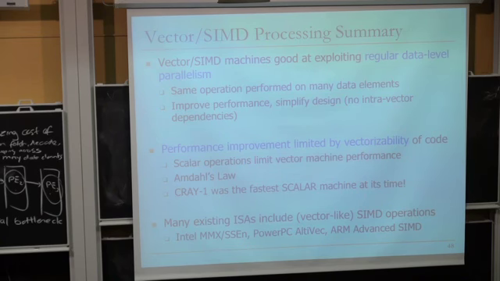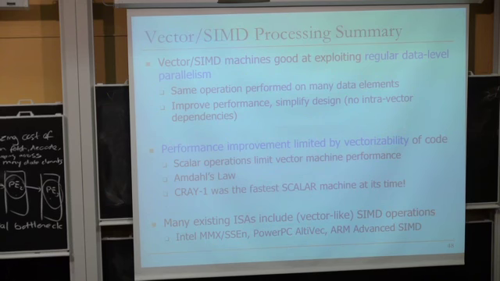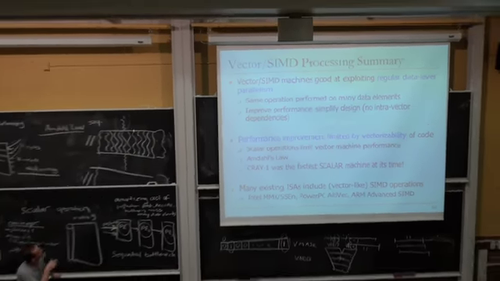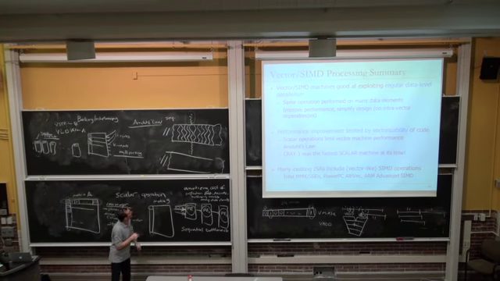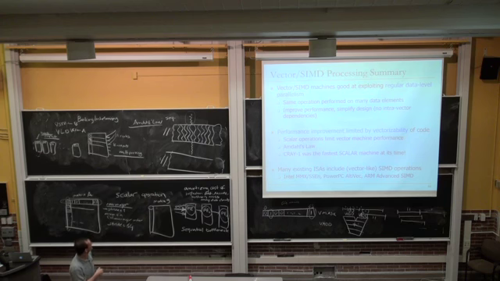Okay, vector machines, they're good at exploiting regular data level parallelism. Right? Hopefully you're convinced of that by now. Well, we've covered a lot of these. They simplify design, they improve performance, and the reason is because you can do the same operation on multiple elements. The problem is performance improvement is limited by the vectorizability of the code, and scalar operations, as I showed you on one of these boards here, limit your performance.